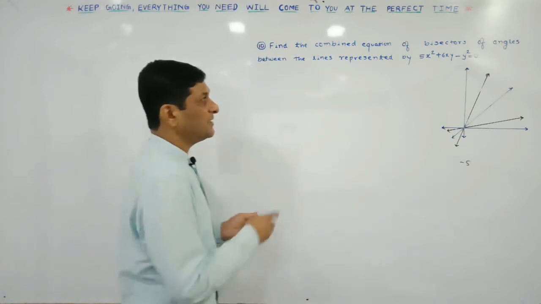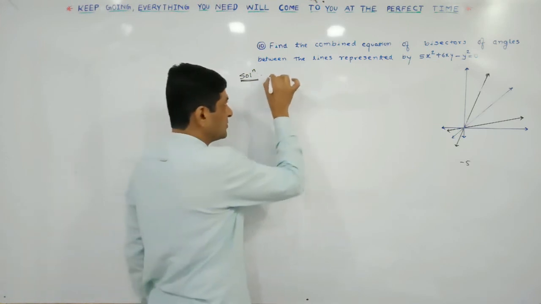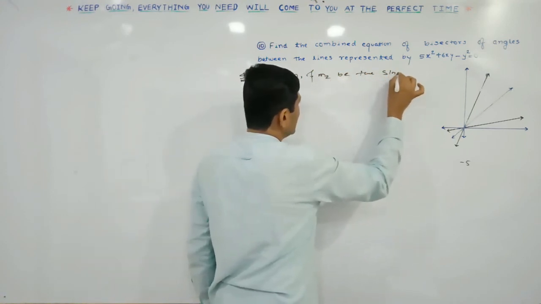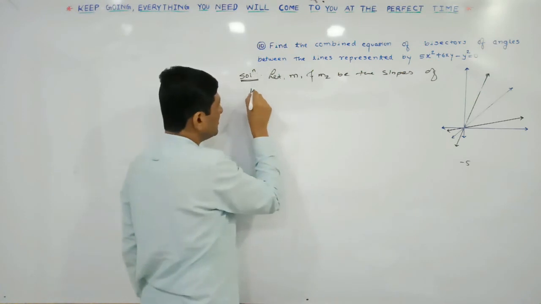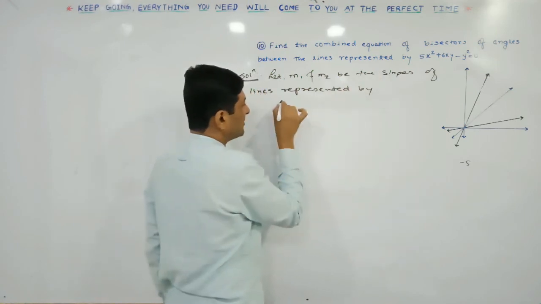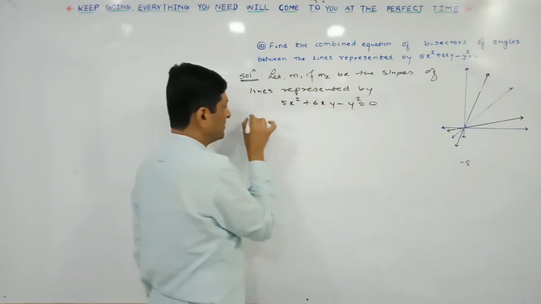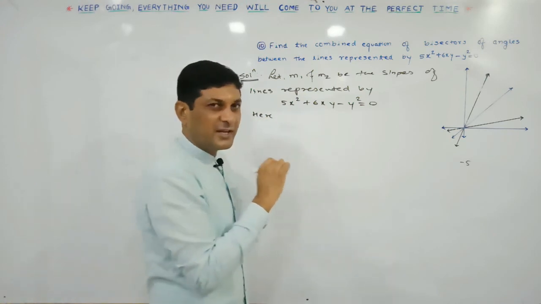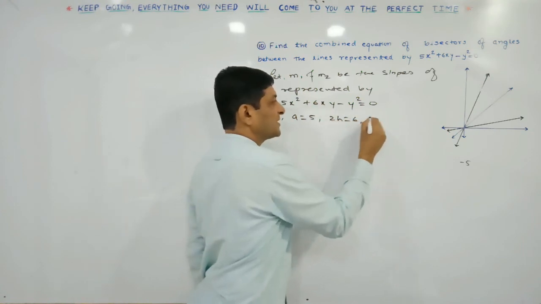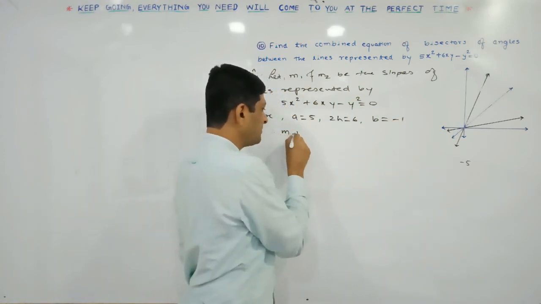So observe that alternate method. First consider this equation and denote the slopes of the lines represented by this equation by m1 and m2. So we suppose that m1 and m2 are the slopes of the lines represented by the given equation. What is the given equation? 5x square plus 6xy minus y square is equal to 0. From this equation let us find the values of a, b and 2h. So a is equal to 5 here, 2h is equal to 6 and b is equal to what? Minus 1.